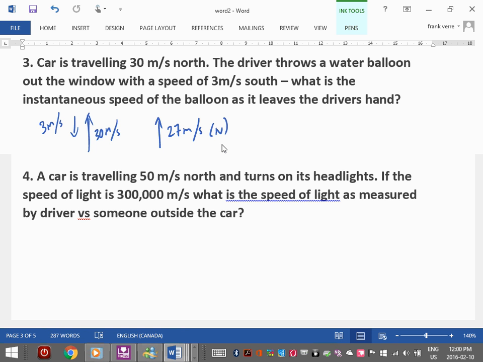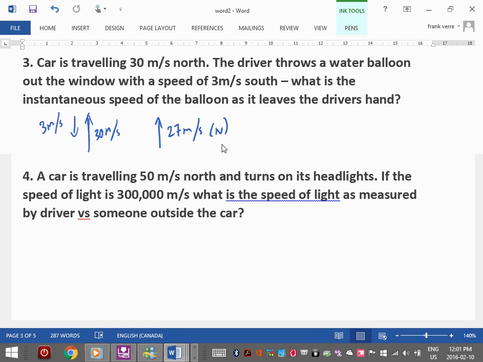Now I'm going to show you a question that looks very similar. Alright, look at the 4. By the way, we'll quantify 3. I have a formula that you may recall from last year. For me, 3 is like common sense, but I'll put it down as a formula so you can see it. So, car's traveling 30 meters per second north and turns on its headlights. The speed of light is 300,000 meters per second.